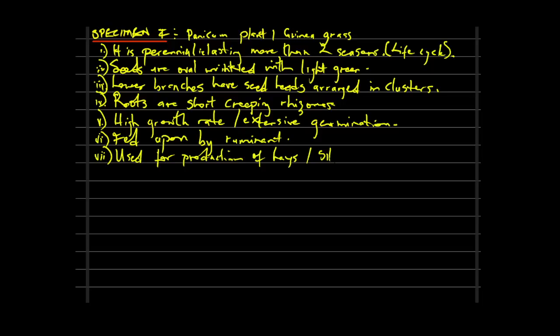And silage. So those are the functions of specimen F. The next specimen we'll be talking about now, that's specimen G, is the Cocoyam plant. So what is this particular specimen and what is its function or purpose?